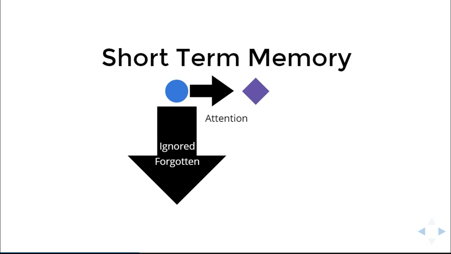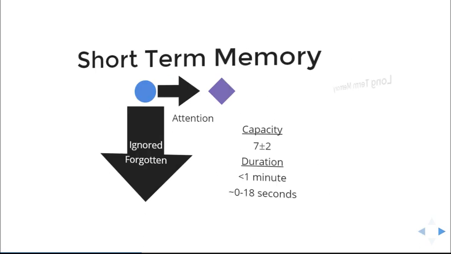The short-term memory has a capacity of between 5 and 9 items. However, there's a preference at around 7 items. So what we say is that there is a 7 plus or minus 2 capacity and a duration of under a minute. But if you want to be very precise, it's between 0 and 18 seconds. And so that's that for the short-term memory.